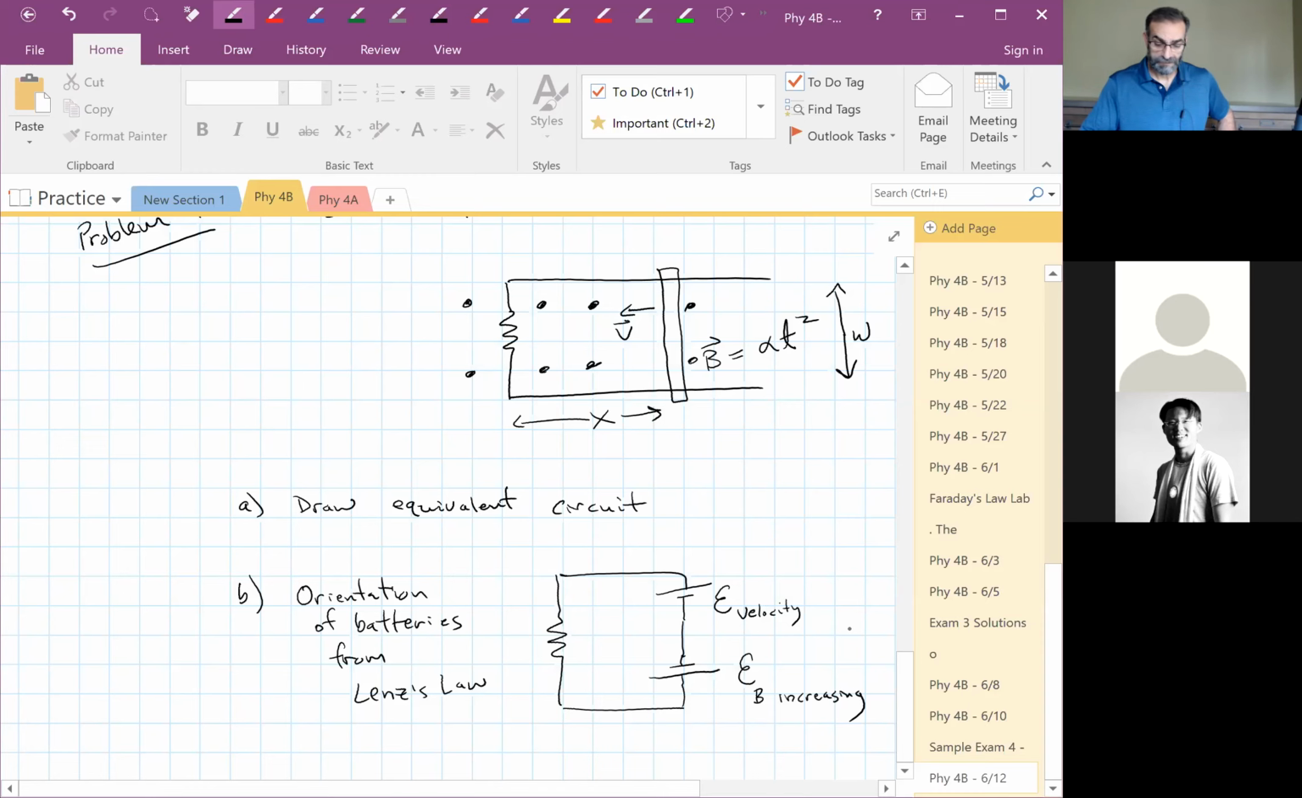So we've got fighting, competing EMFs here. One of the things that's changing, the motion of this bar, the velocity of the bar, would cause current in the counterclockwise direction, or a battery oriented the way I've drawn it. The other change, the increasing magnetic flux, would cause current in the opposite direction, or a battery like I've drawn it.